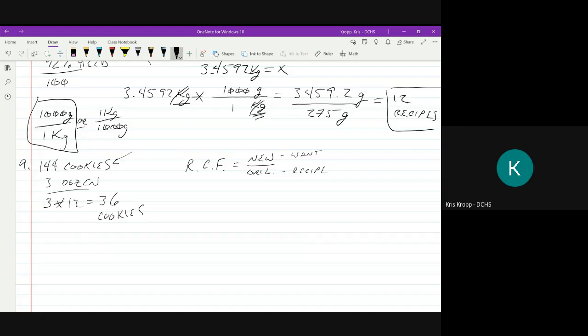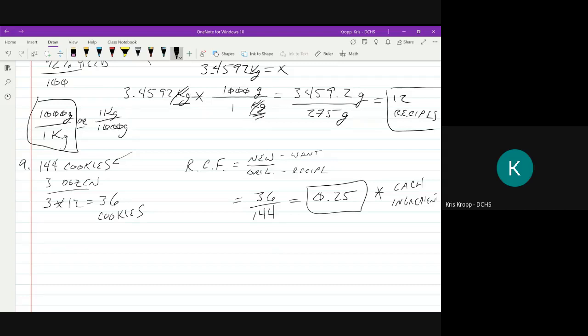So I want my recipe to make me 36 cookies, right? So when I come over here to my recipe conversion factor, what I want is 36 cookies. What the original recipe called for was that it was going to make 144 cookies. So 36 divided by 144 is 0.25. So this is my recipe conversion factor, 0.25. And so what I have to do is multiply that times each ingredient, okay, each ingredient times 0.25, and that'll tell me how much of that ingredient I'm going to use.